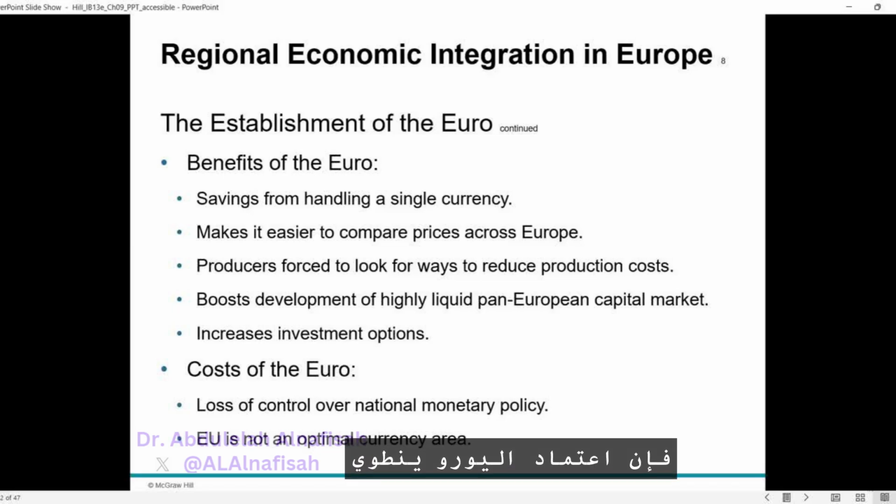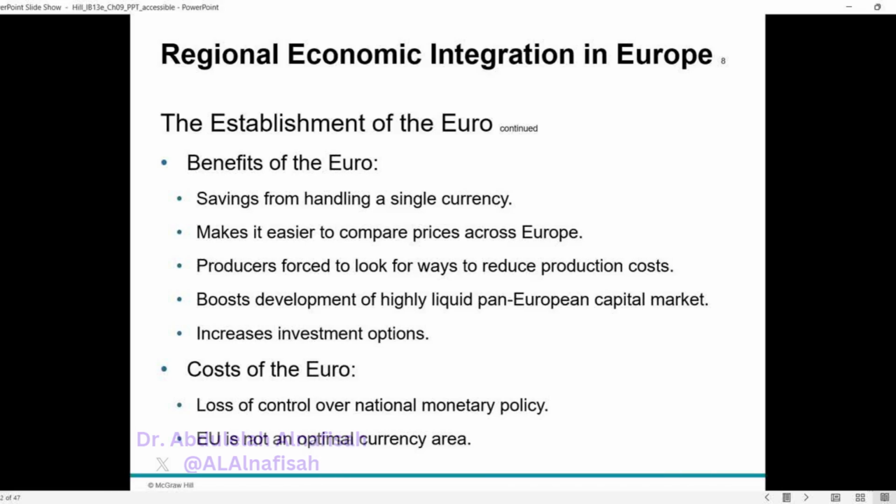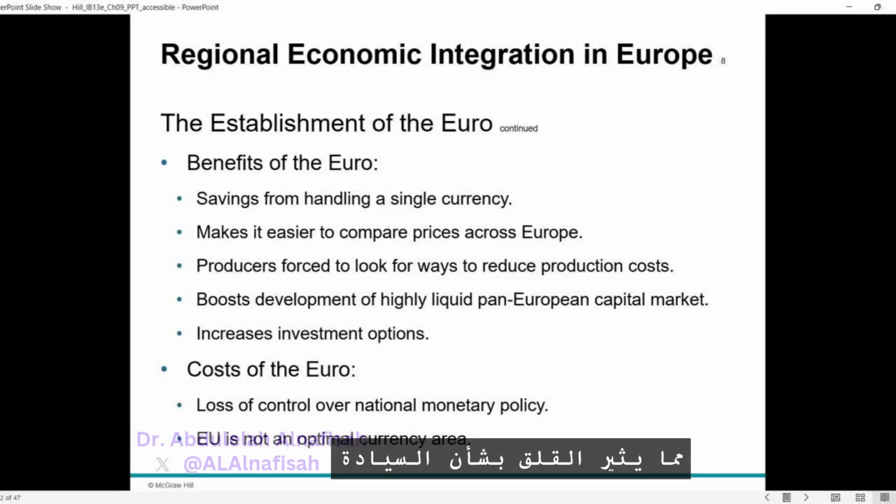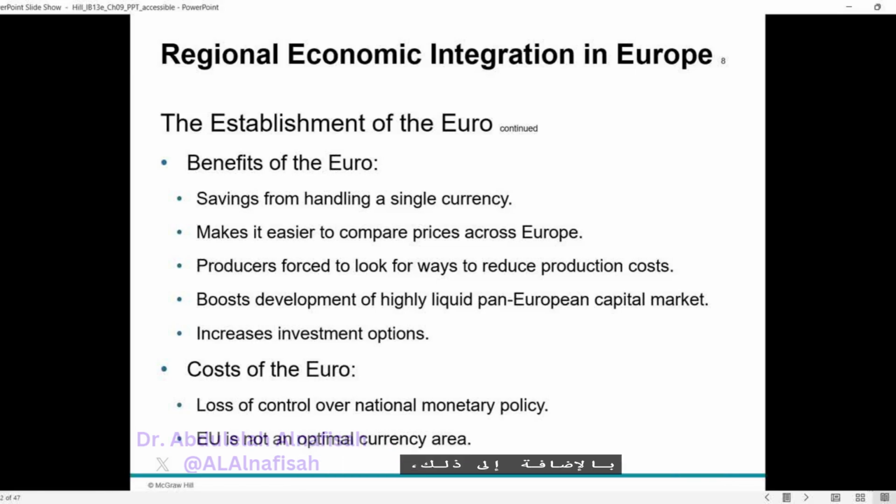However, the adoption of the euro entails notable drawbacks. Member states have surrendered control over their monetary policies to the European Central Bank, ECB, raising concerns about national sovereignty and the ECB's independence in managing inflation.